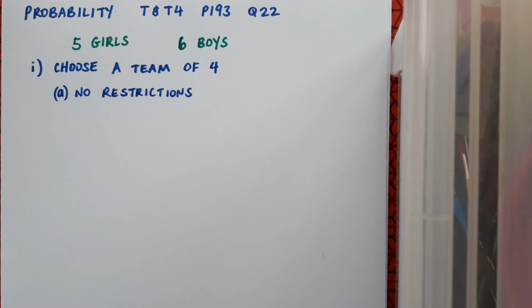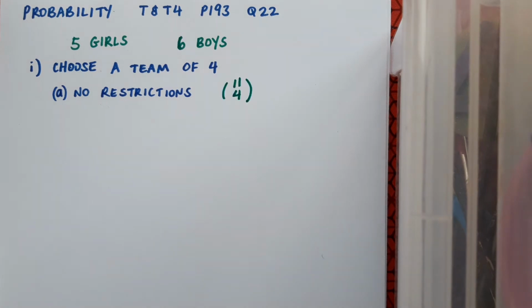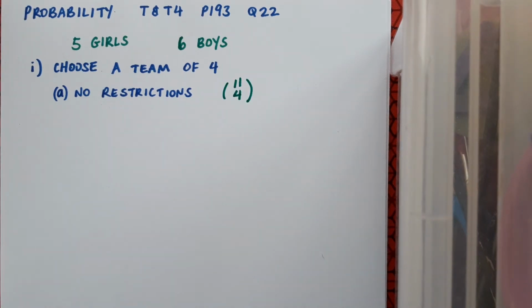Okay, so if there's no restrictions, I don't really care how many girls or boys in particular end up on the team. I'm only concerned with the fact that I've got 11 people to choose from, and from those 11 people, I need to choose 4. So I'm going to use 11 choose 4. I'm going to write it in this notation; you can also see it as 11C4. When we use the calculator to evaluate that, it comes out as 330. So there are 330 ways of picking a team of 4 from 11 people.